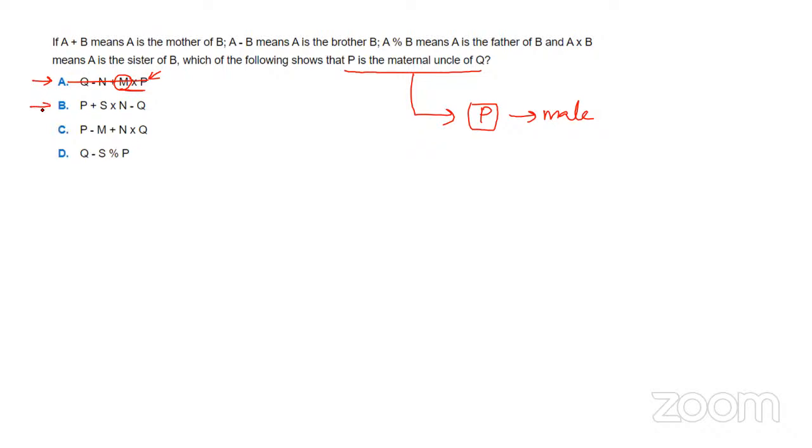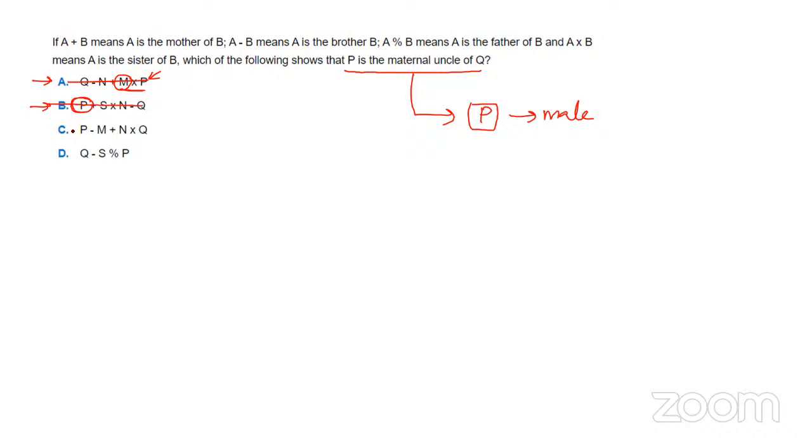What about option B, saying P plus S, right? As per option B, P plus means P is the mother. So the gender of P is actually female. That is not possible because as per the question stem, P is the uncle, so P is a male. So I can clearly eliminate B without thinking anything.